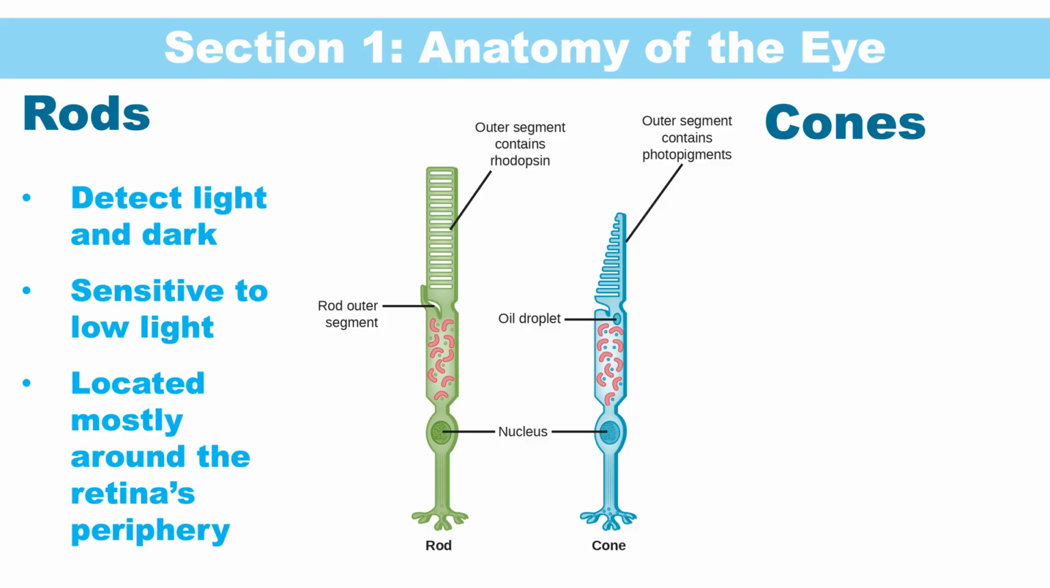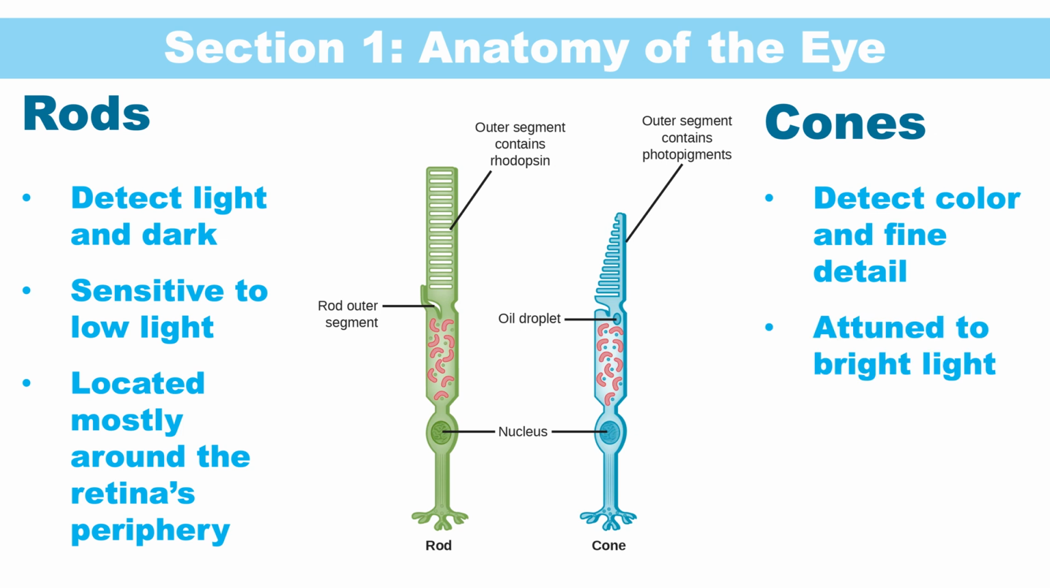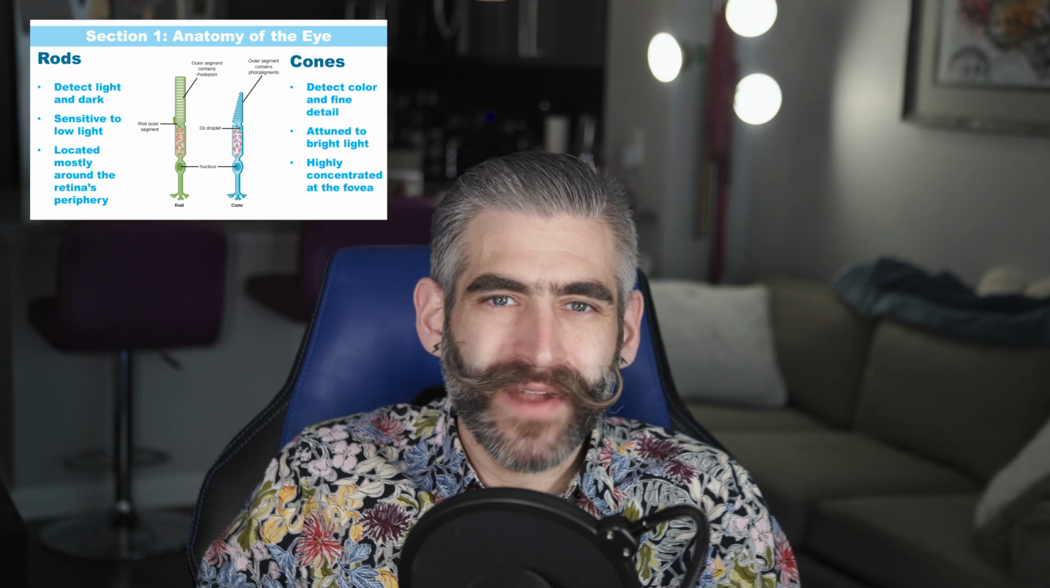Cones, on the other hand, detect color and fine details, but they need bright light to work properly. They're most densely packed in the fovea, the center of your visual field. This is why you see the sharpest detail when you're looking directly at something.